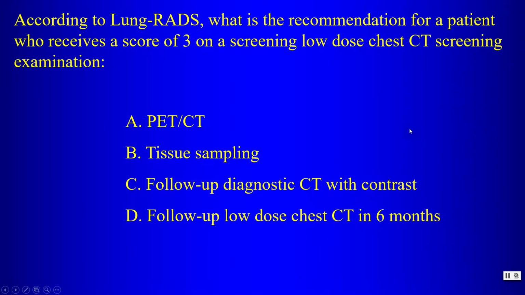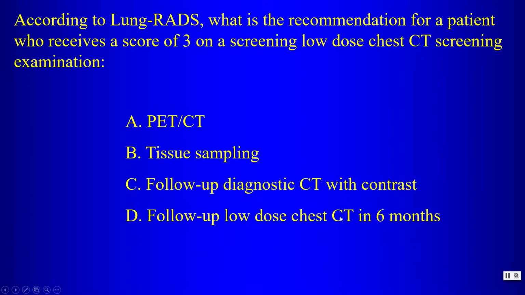So let's move on now to Lung-RADS. According to Lung-RADS, what is the recommendation for a patient who receives a score of 3 on a screening low-dose chest CT screening exam? And so you can decide on what your answer might be. I'll give you a second for that.